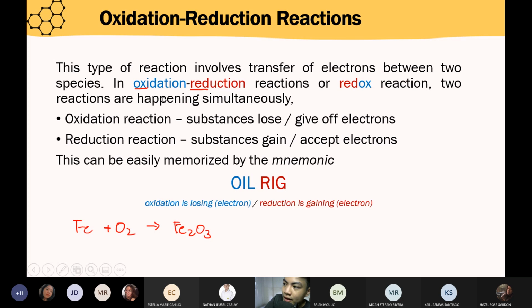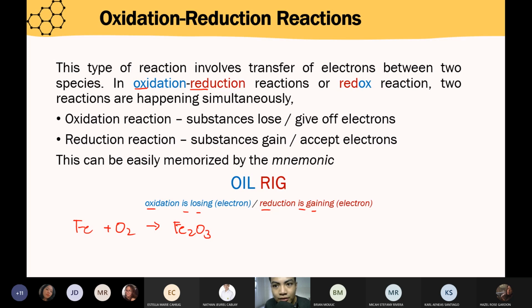In order for you to memorize who gives off or takes in the electron, we have this mnemonic called the OIL RIG. So ano yung OIL RIG? Oxidation is losing, reduction is gaining. So, alam mo na kung sino yung maglo-lose ng electron at sino yung magigain ng electron. Pag naglabas ng electron, losing electron, anong reaction yon? Oxidation. Pag tinanggap yung electron, it's a reduction reaction.